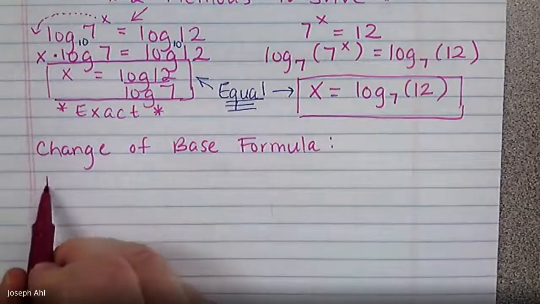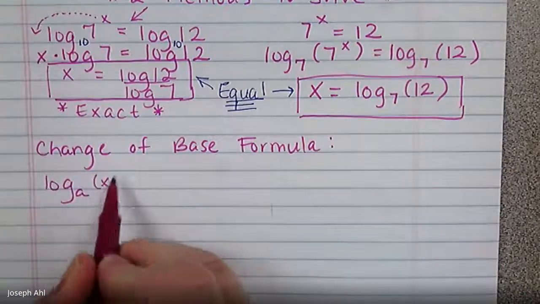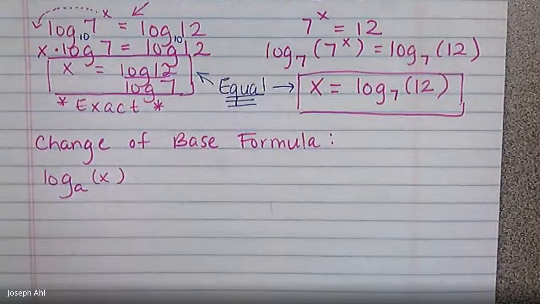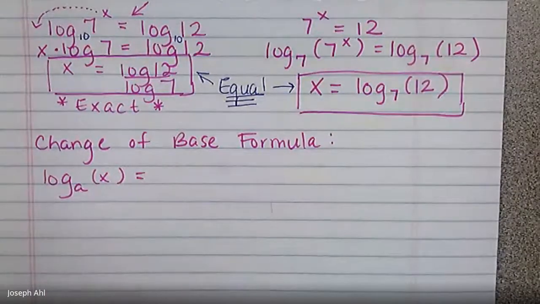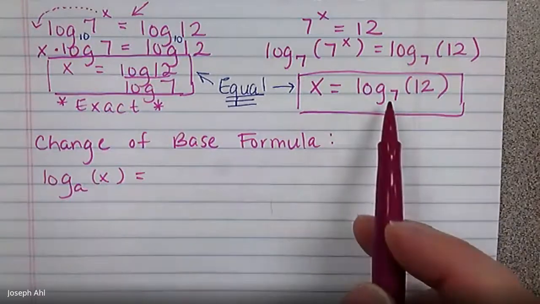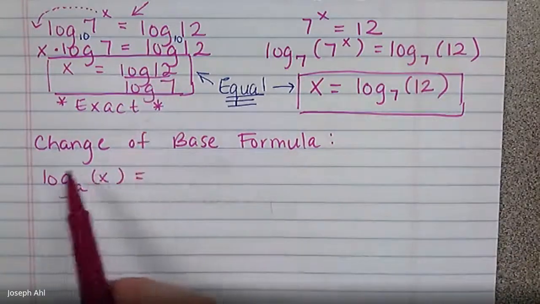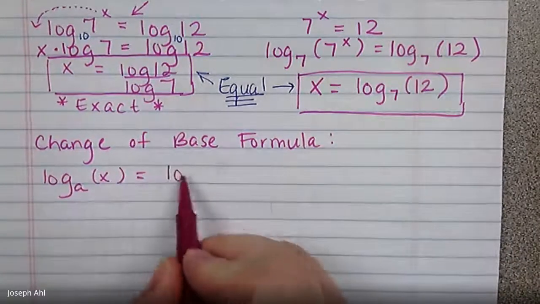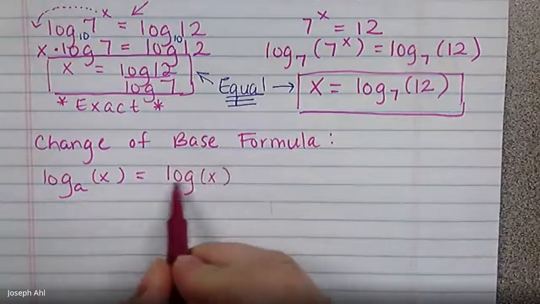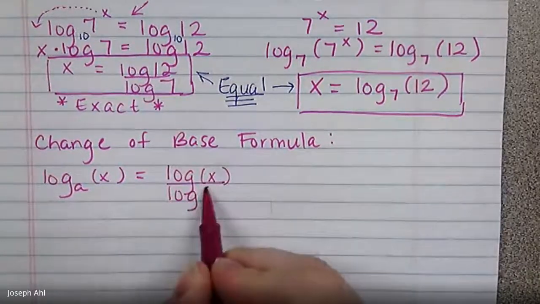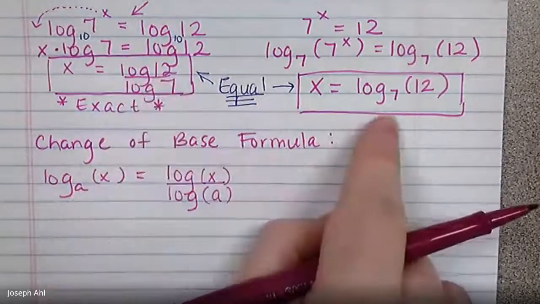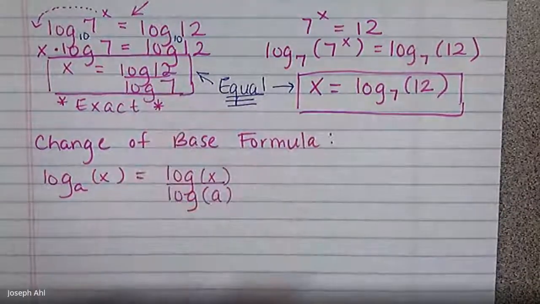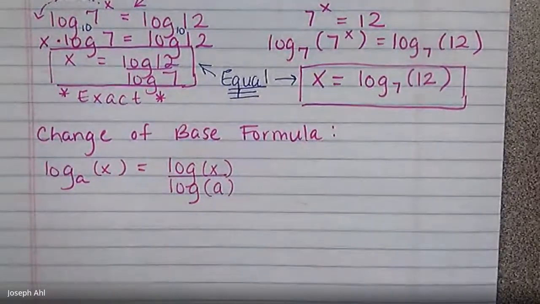If you have log base A of x, if you wanted to change to log of another base, look at this, log base 7 of 12, it would be log of the value x divided by log of the base A, right? It became log of 12 over log of the base value 7. So these are going to be equivalent expressions, okay?